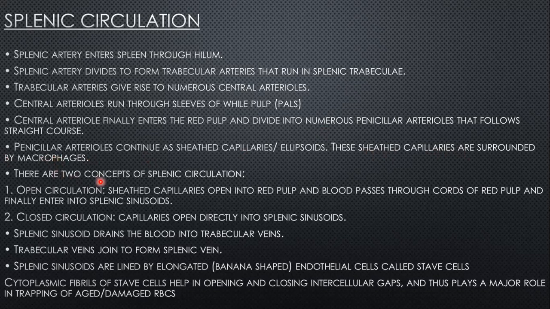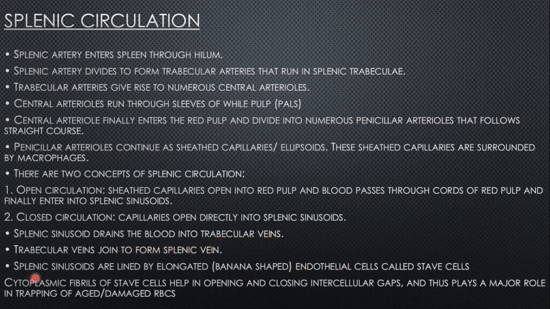Now, open circulation is where the sheathed capillaries or the ellipsoids open into the red pulp. They usually open into the splenic cords of Billroth, and the blood will pass through the splenic cords of Billroth and finally enter into the splenic sinusoids. In closed circulation, the ellipsoids will open directly into the splenic sinusoids, so they will not open into the splenic cords of Billroth. Splenic sinusoids drain blood into trabecular veins. Then trabecular veins will form the splenic vein.